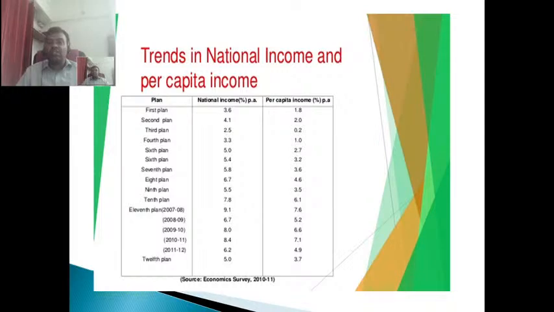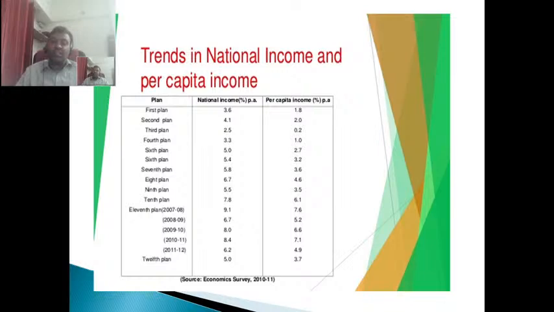Okay, so initially you can see there was 1.8, then it's slowly growing, and it has reached 4.9, 3.7, 6.6, 6.7. So we are continuously growing in per capita income. Even our national income is growing continuously. So what was the reason that initially our national income or per capita income was low?